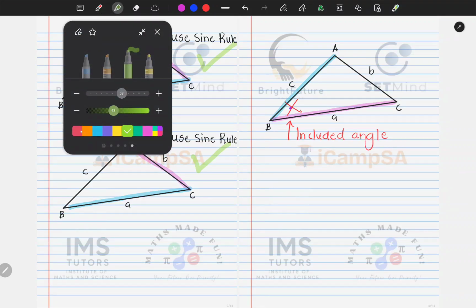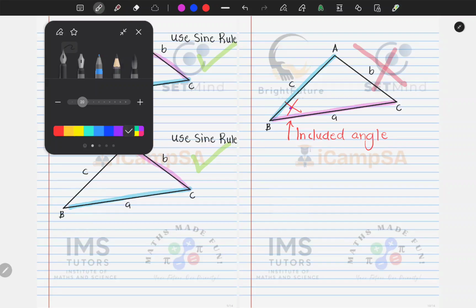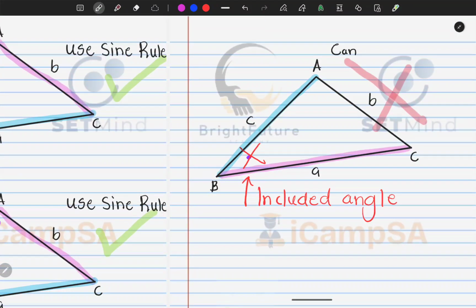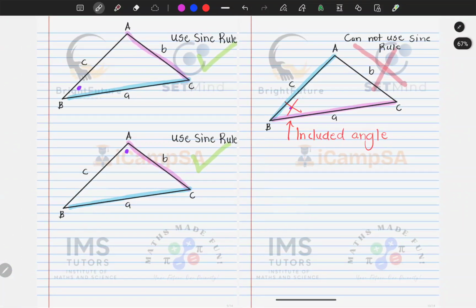And guess what? Once it becomes an included angle, we cannot use cosine rule. We cannot use sine rule here. So we cannot use sine rule. That is very important.